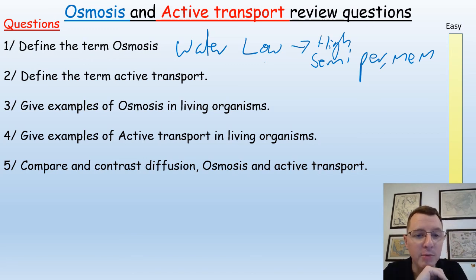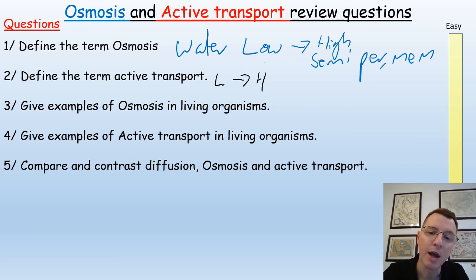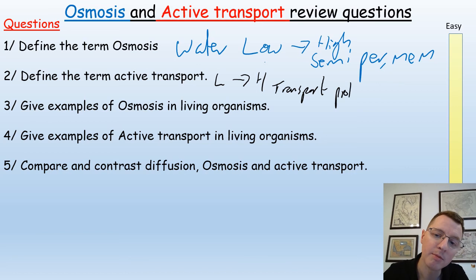Define the term active transport. Active transport is the movement of a substance from a low concentration to a high concentration using transport proteins, and active transport needs energy.